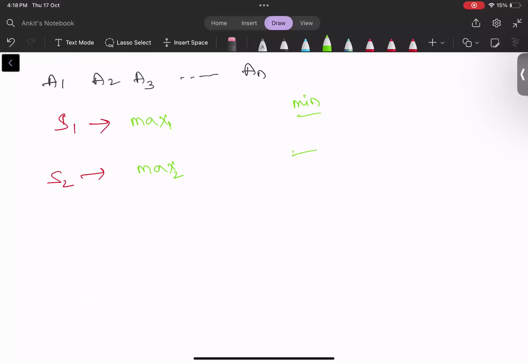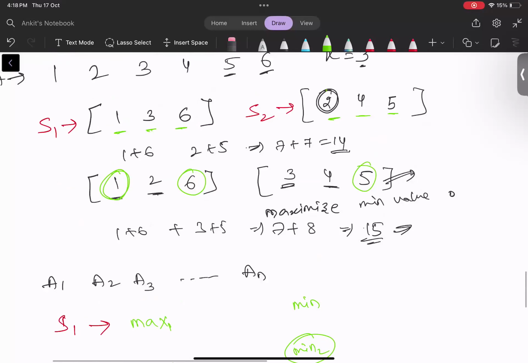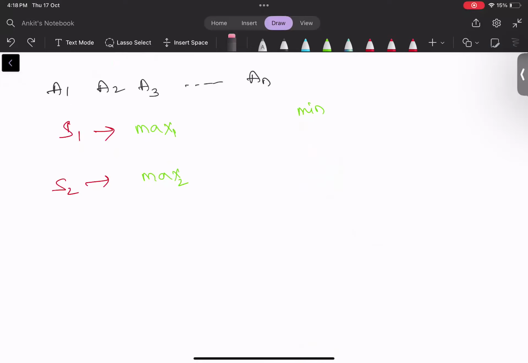I'm taking it in the S1. So the minimum value will be placed in one array. So in the next array, what can we place? Can we place min 2? We did the same thing here, right? When we placed the second minimum value here, we did not get the maximum answer, right? So we can't place the second minimum here. Then what do we have to place here?